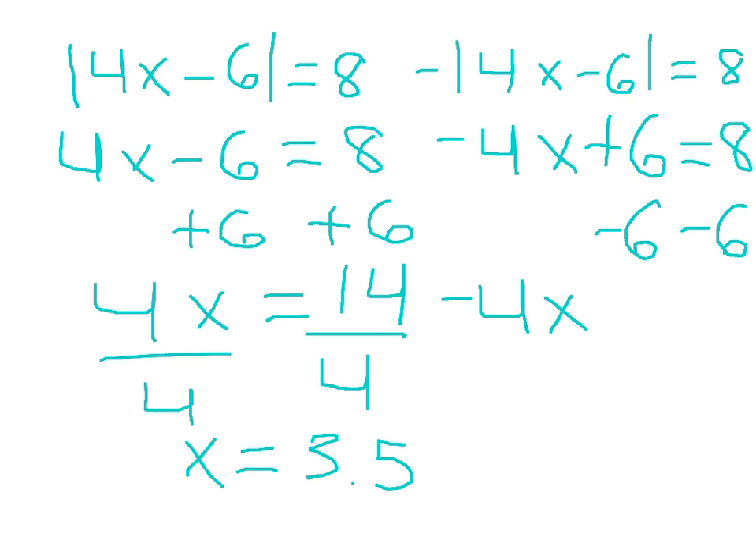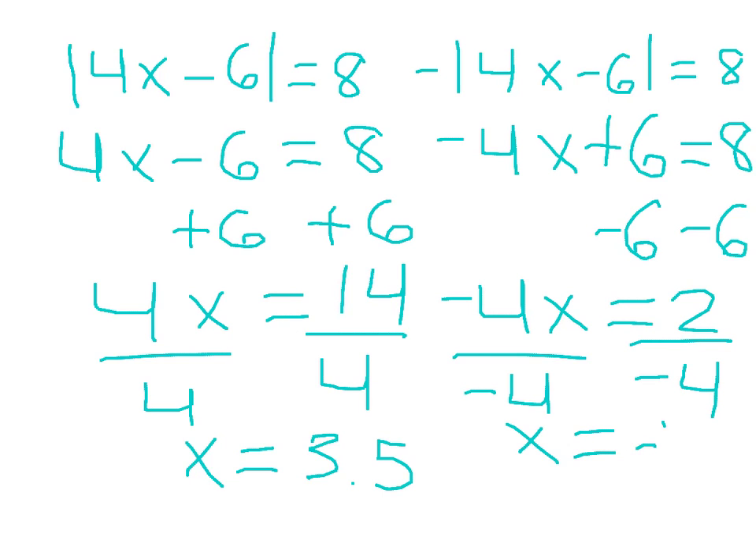-4x = 2. And then we want to get x all by itself, so we're going to divide both sides by -4. And then we are left with x = -1/2. So if we are going to write this as our final answer, we could write x = 3.5 or x = -1/2. Thank you.